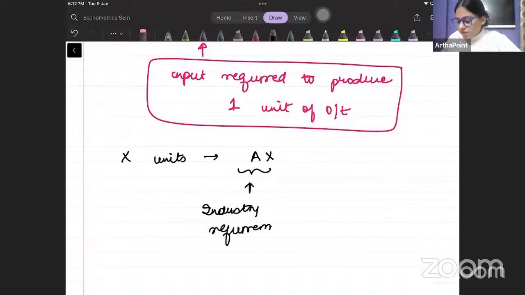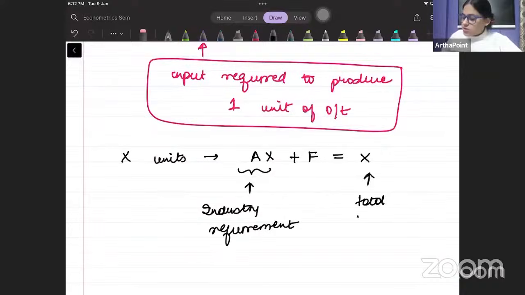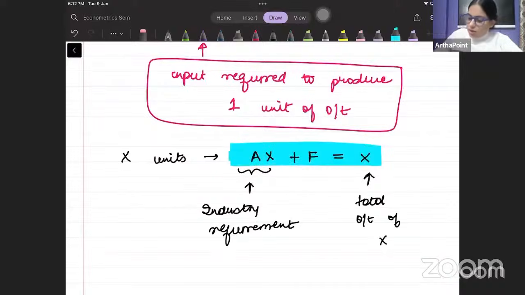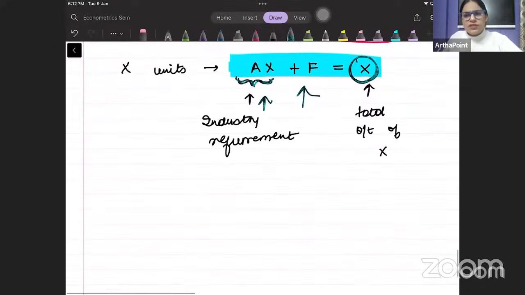But I have some final requirement also, so I will add that final requirement and this will give me the total output of good x. So the total output of x has been divided in 2 components. This is the industry demand and this is the final demand. Can I solve for the value of x? Yes, I can just solve.